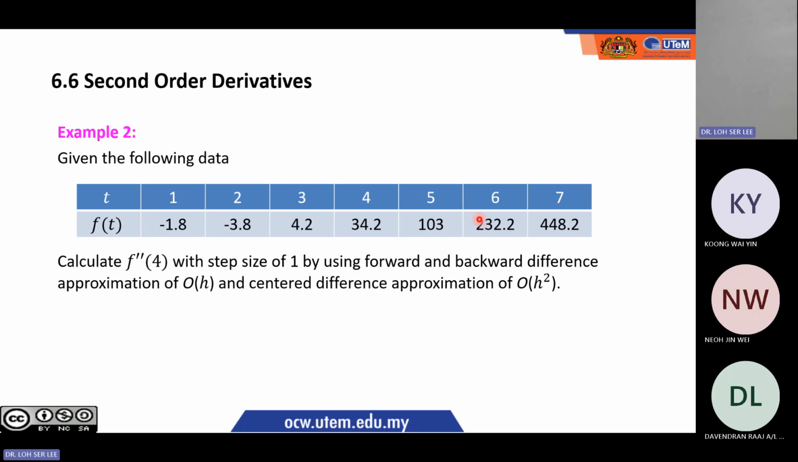Given a data set, a few data set points, we need to compute for this f double prime 4. Okay, f double prime 4. This is the current x with step size of 1, by using forward and backward difference approximation. That means the first 2 formulas, and center difference approximation, h squared. That means this is the third formula.